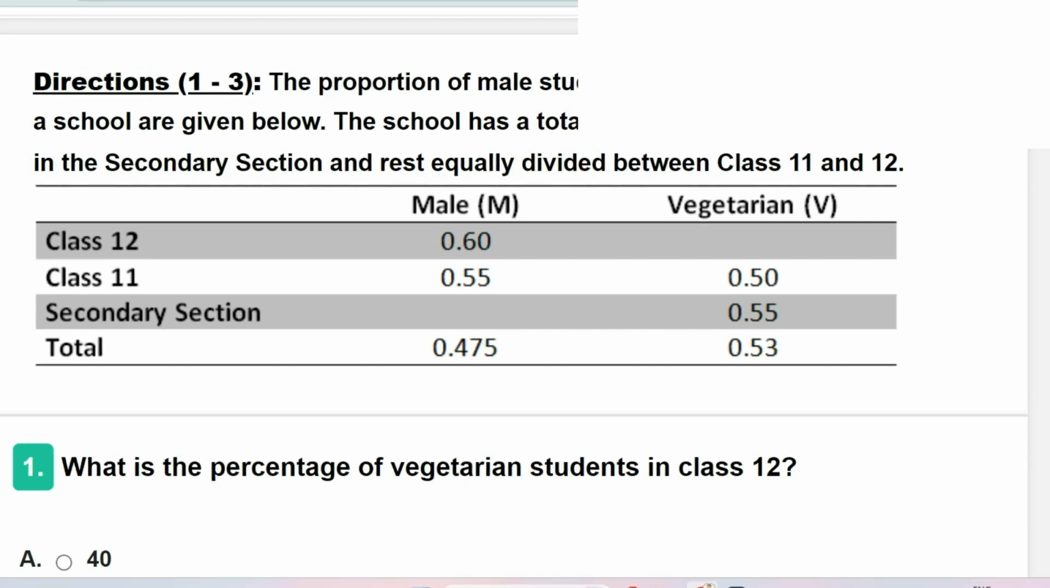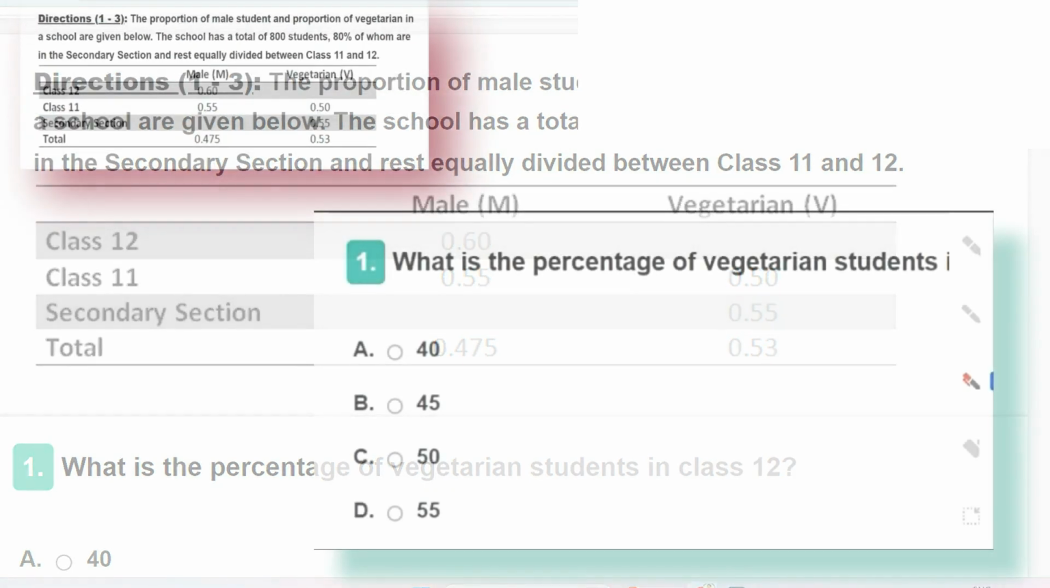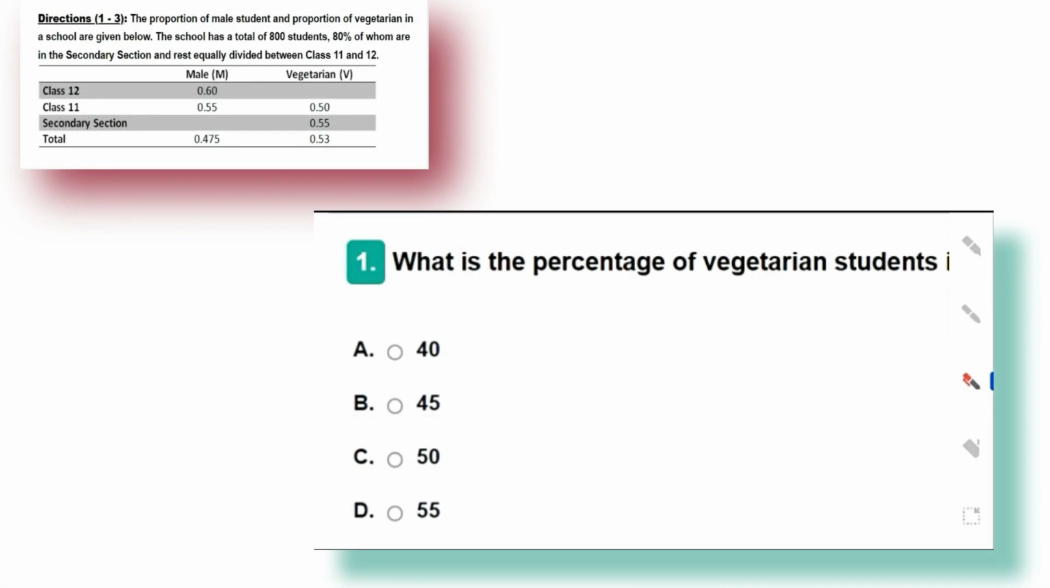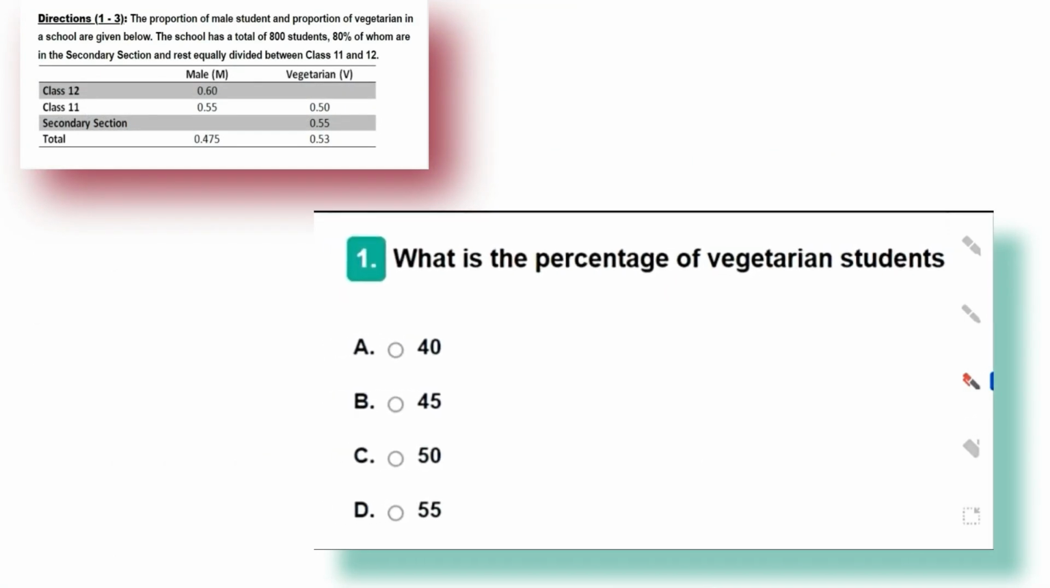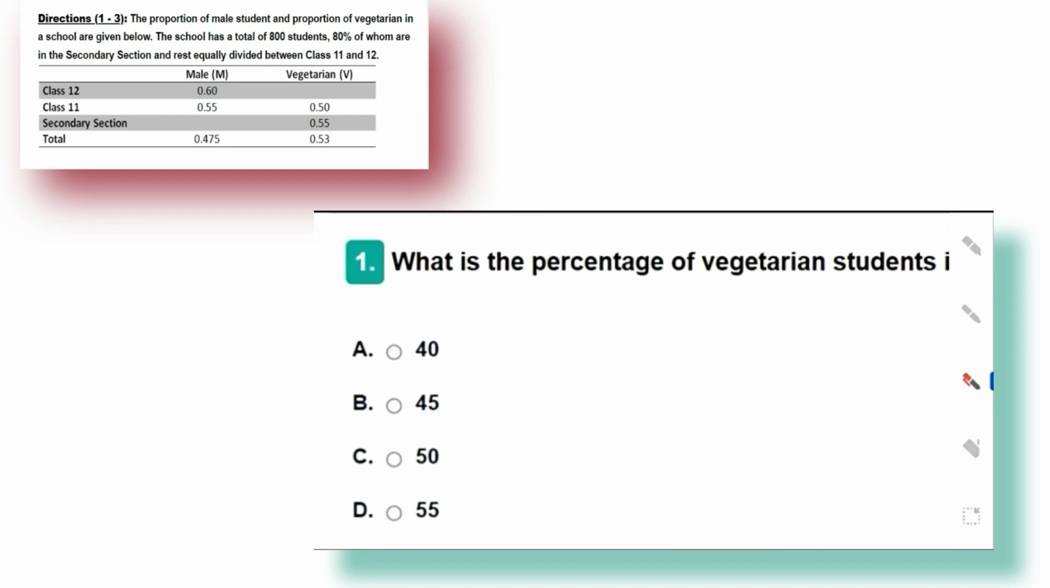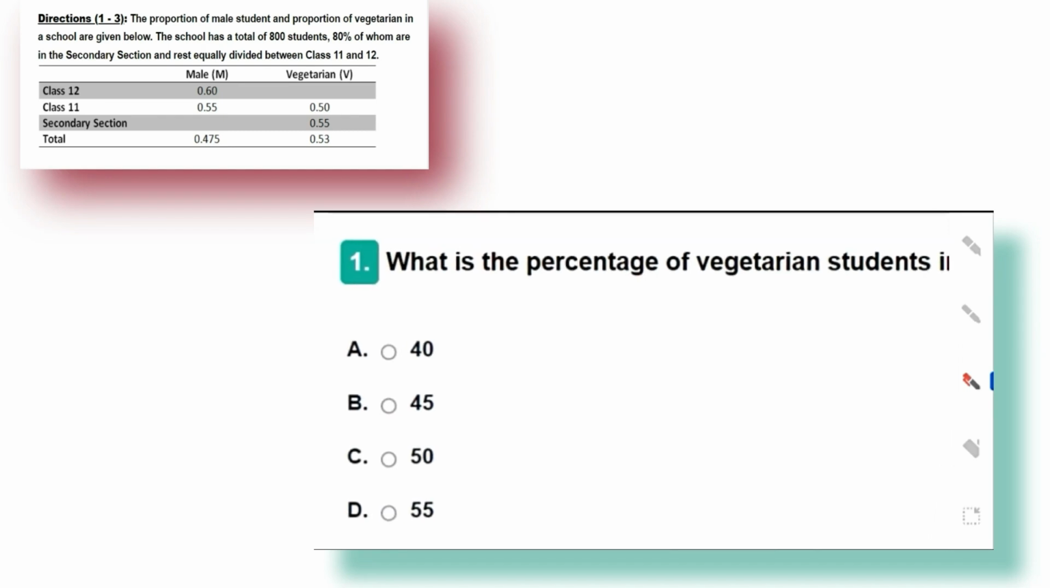In this type of problem you will be given some instructions and then they will ask 1 to 3 questions. You have to answer them one by one, just analyzing the instruction once. So let's go to the first question. What is the percentage of vegetarian students in class 12? To solve this problem, what should we calculate first?